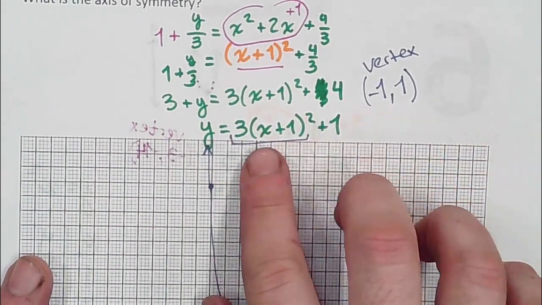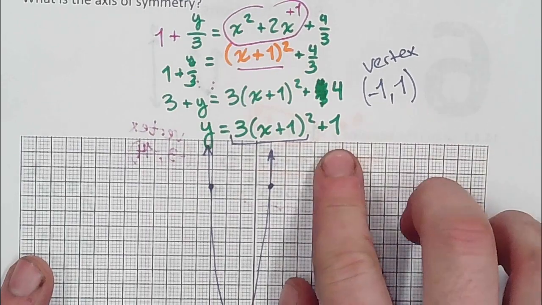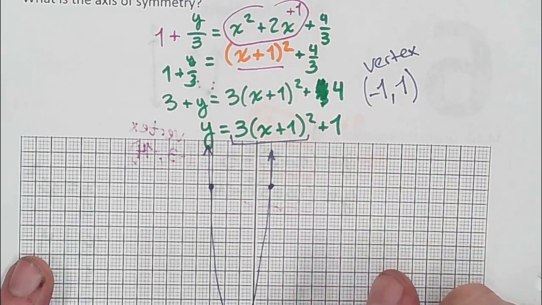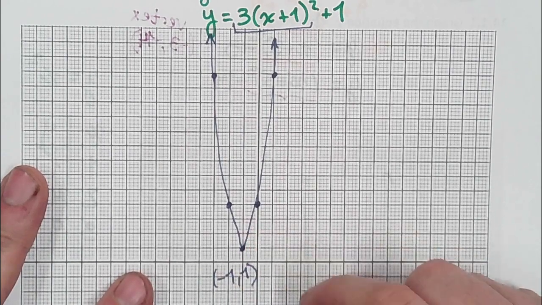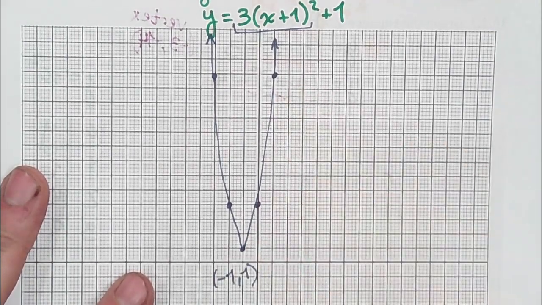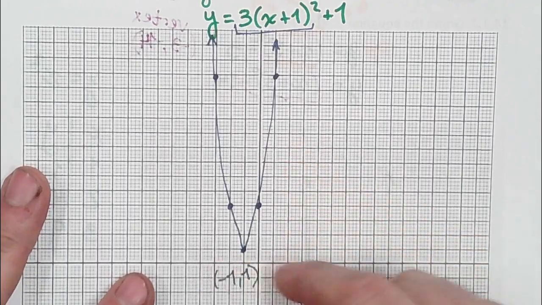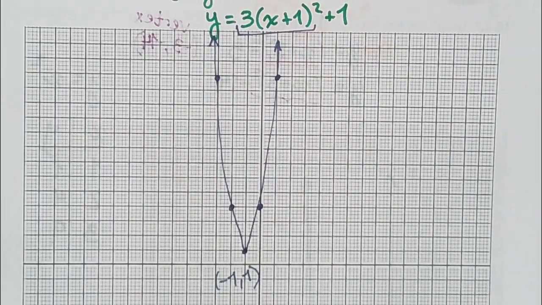Our vertex is still going to be -1, which makes this part 0, comma 1, because that's what's left over. And it's just going to go up 3 times faster. So instead of 1, 1, it'll be 1, 3. Instead of 2, 4, it'll be 2, 12. And instead of 3, 9, we're going to get 3, 27. And if we run out of room, we run out of room.